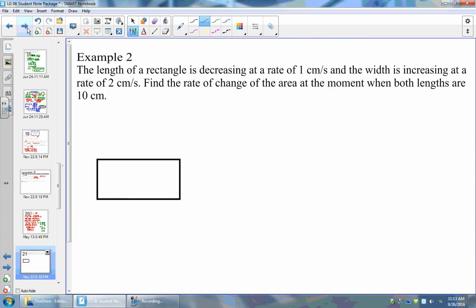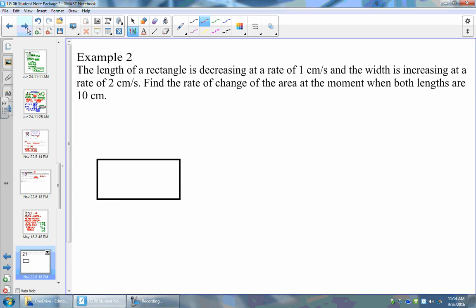All right, let's move on to example number 2. This is what you're going to be seeing the majority of. Shapes, geometry, formulas, that kind of stuff. So example 2. The length of a rectangle is decreasing at a rate of 1 centimeter per second. So you can see that I'm talking about the length, not as just L, but as almost like a speed or a velocity. This is related to time. And the width is increasing at a rate of 2 centimeters per second.